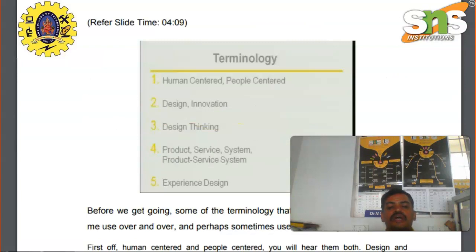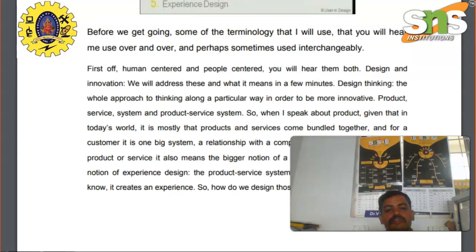The terminology of design thinking: human centered, people centered, design innovation, design thinking, product service systems, experience design. Before we get going, here is some of the terminology that I will use, that you will hear me mention over and over, perhaps sometimes used interchangeably. The first is human centered and people centered, we will hear them both, and design and innovation. We'll address what this means in a few minutes. Design thinking is the whole approach of designing in a particular way in order to be more innovative.